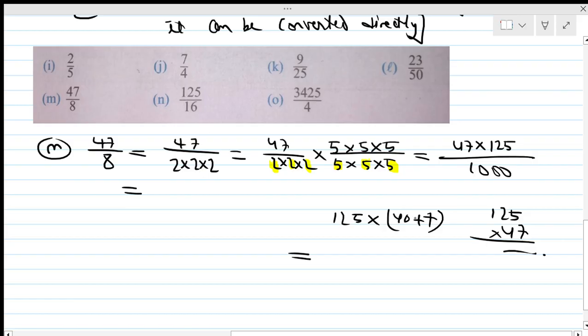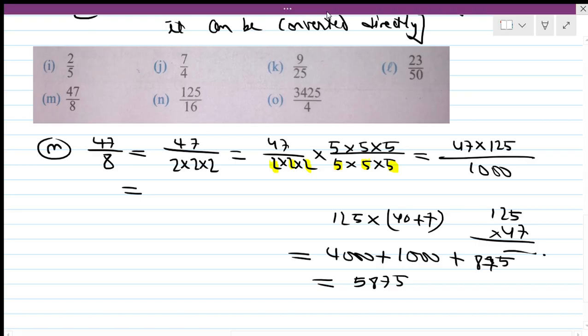So if we break it, 40 into 100 we get 4000, and 40 into 25 we get 1000. And 125 into 7: 7 5s are 35, 7 2s are 14, 3 and 14 is 17, and 7 1s are 7, and 8. So 5875 I get. So how I did, see?